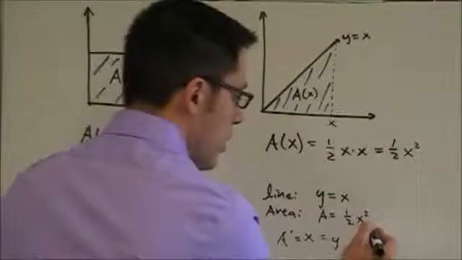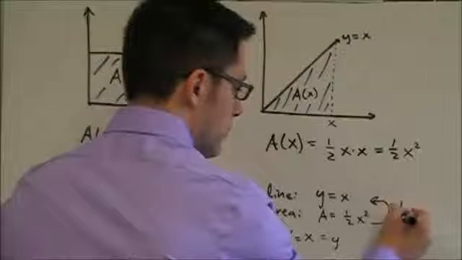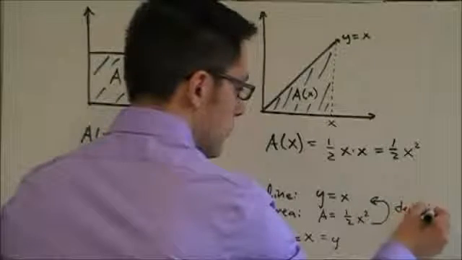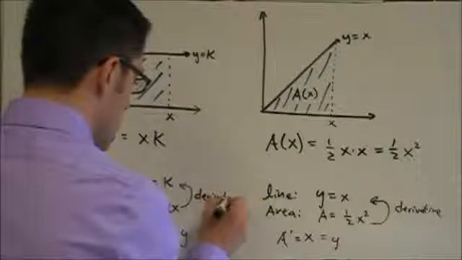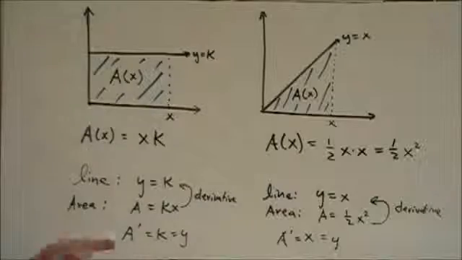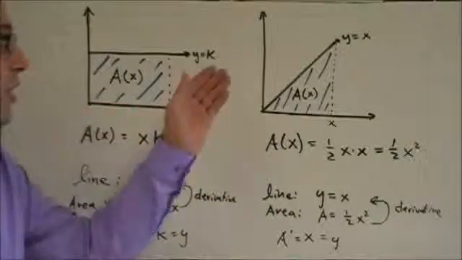So again, if I go in this direction, I just take the derivative. I'll write that as derivative. Given the area, you take the derivative, you go back to the equation of the line.